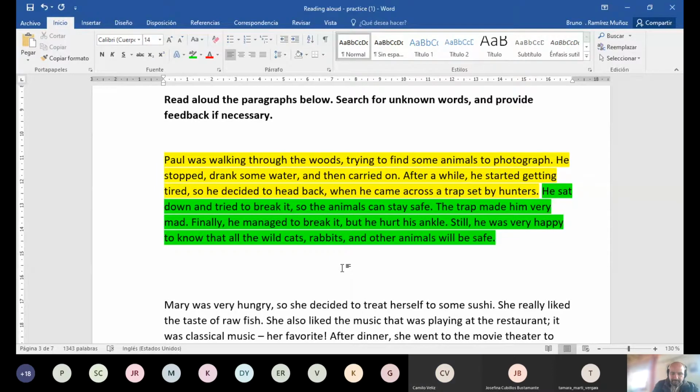He sat down and tried to break it so the animals can stay safe. The trap made him very mad. Finally, he managed to break it, but he hurt his ankle. Still, he was very happy to know that all the wild cats, rabbits, and other animals will be safe.